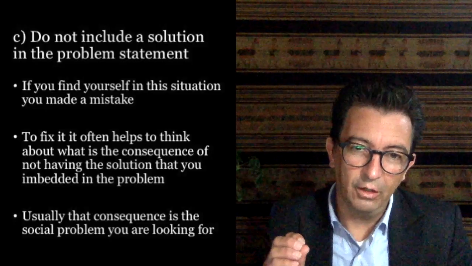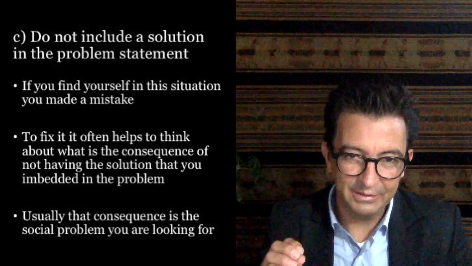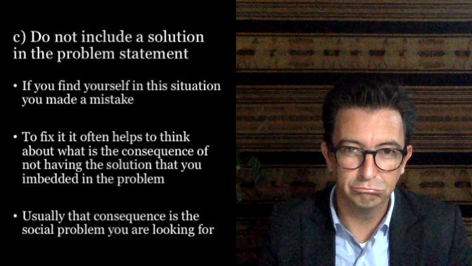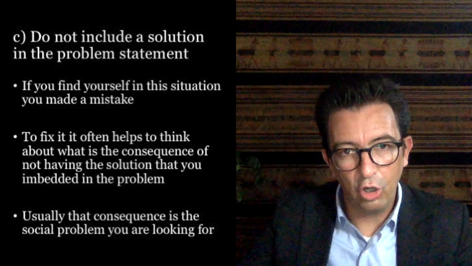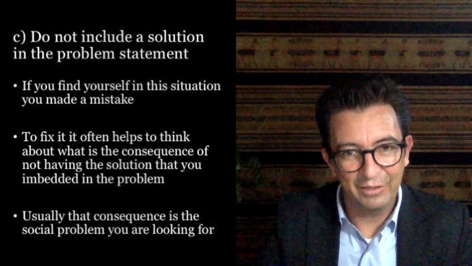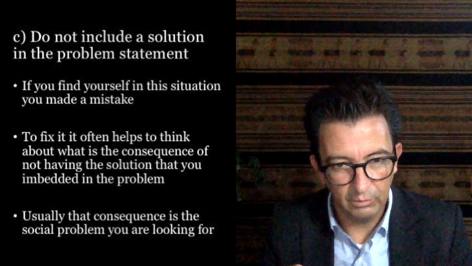Now, that is wrong, right? If you find yourself with a problem statement that only has one solution, then chances are you already put the solution in that problem. That is a mistake and you have to go back. Now, to fix it, it often helps to think about what is the consequence of not having the solution that you embedded in the problem. Make that solution, put it there, and think about what the consequence of the lack of that solution is. And that may be the social problem you are looking for.